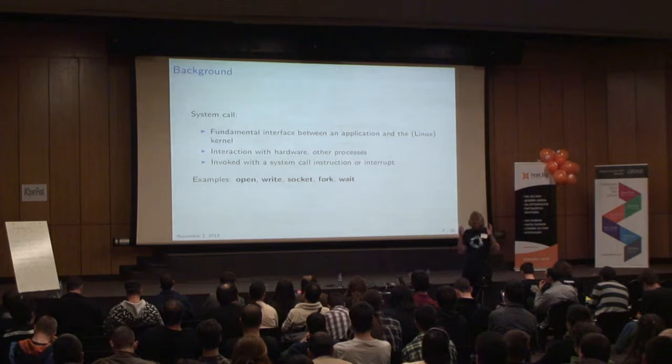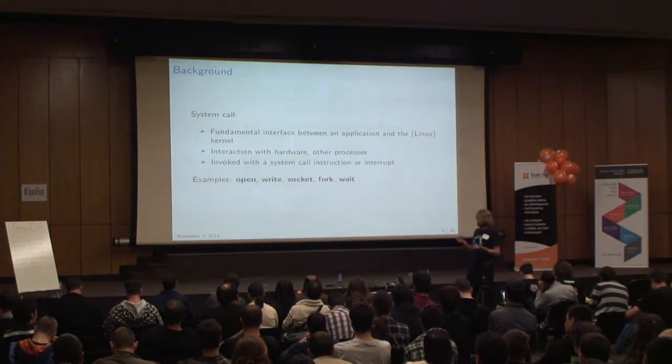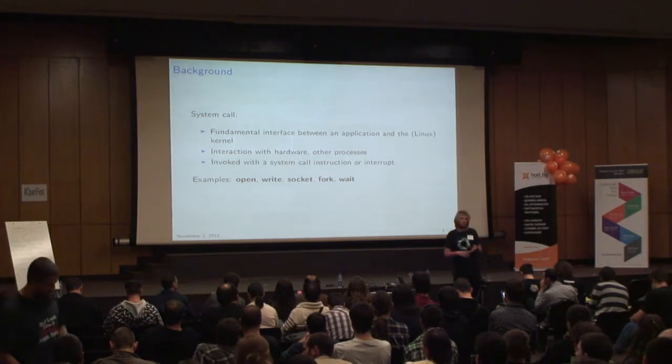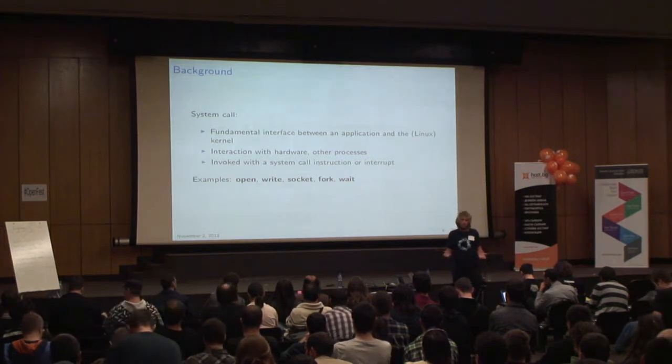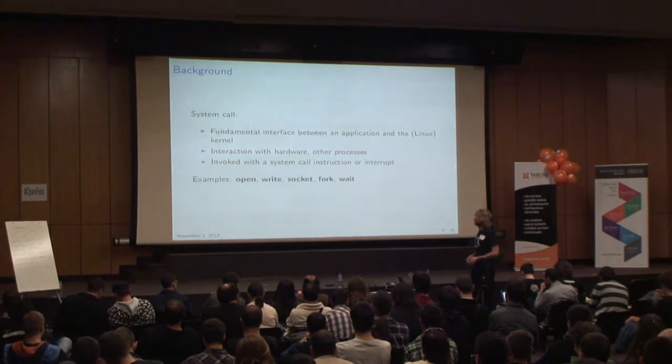Okay, so very basic, a system call is the fundamental interface between an application and the kernel. So if you want to interact with hardware, then you need a system call. If you want to mount a hard disk, if you want to write to a hard disk, if you want to start a new process, if you want to open a file, if you want to chat with a process, you need a system call.